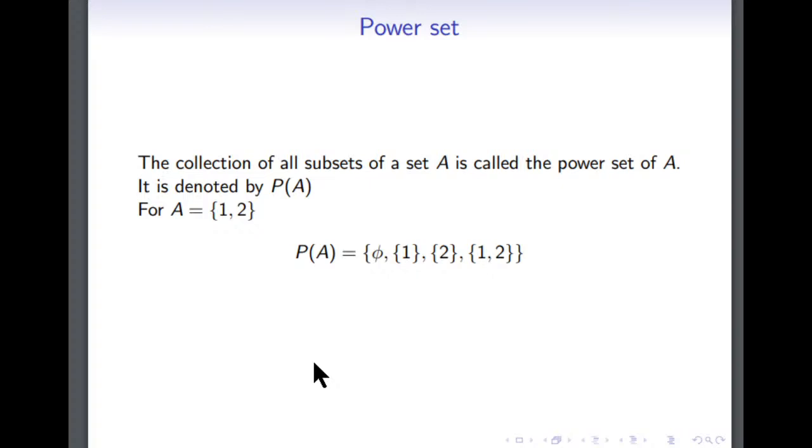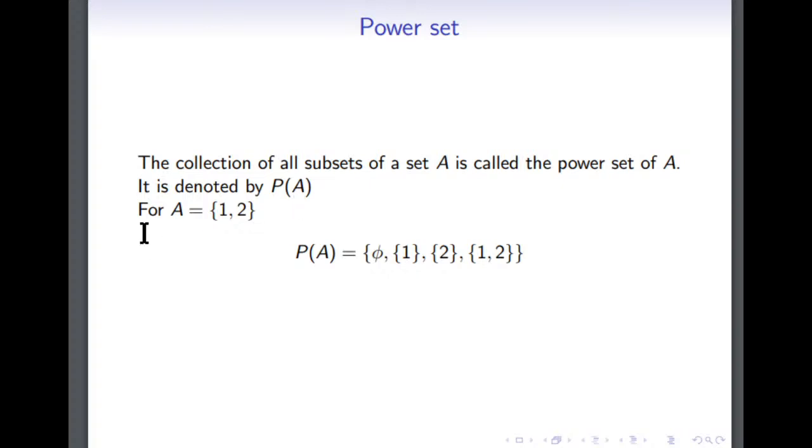That is also a subset: the set of students whose name starts with A. This is also a subset of your previous set. Similarly, there can be many subsets. What is a power set? The power set of a set contains all possible subsets of the set. The collection of all subsets of a set A is called the power set of A. It is denoted by P of A.